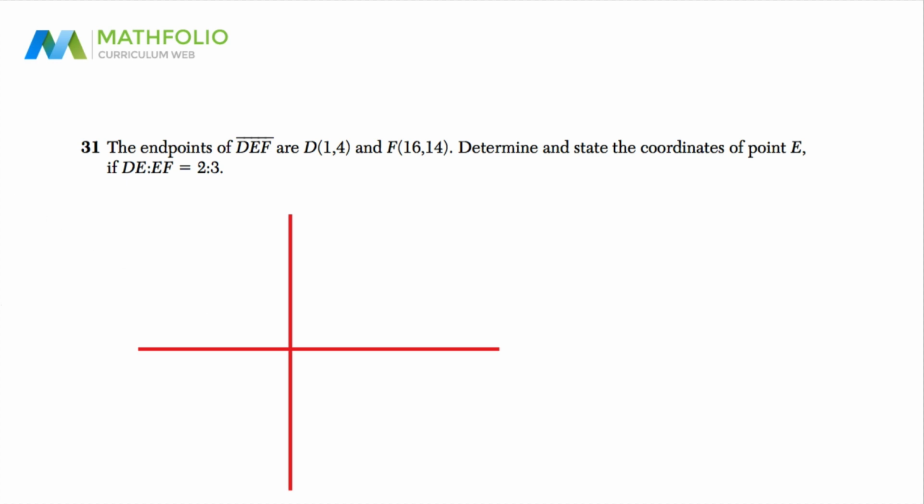The first point that they are talking about is D, which is at 1, 4. So let's put 1 here, and let's say 4 is here. This is point D at 1, 4. The next one, F, is all the way out here at 16, and all the way up here 14. So let's just put it over there. F is at 16, 14. Now we can draw a line between them. It would look something like this.